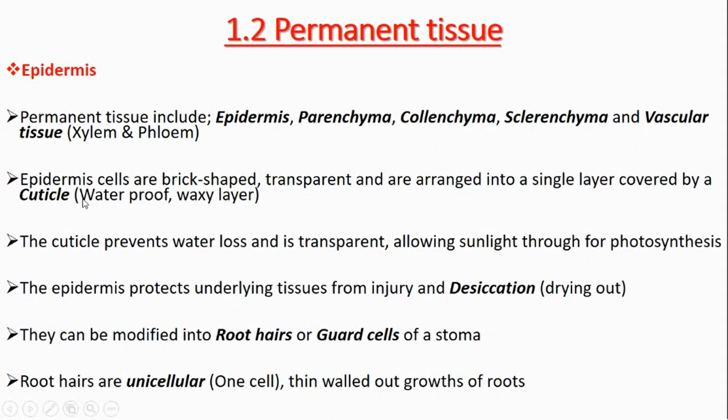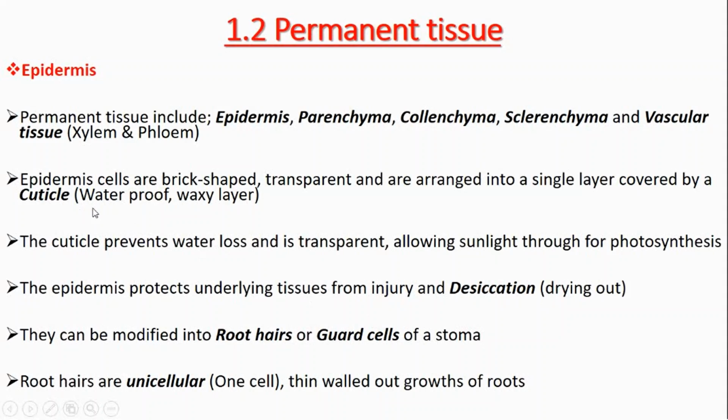Starting off with the epidermis. The epidermis cells are brick-shaped, transparent, and are arranged into single layers covered by a cuticle. The cuticle is a waterproof waxy layer. The cuticle prevents water loss and is transparent, allowing sunlight through for photosynthesis. The epidermis protects the underlying tissue from injury and desiccation, which is also known as drying out.